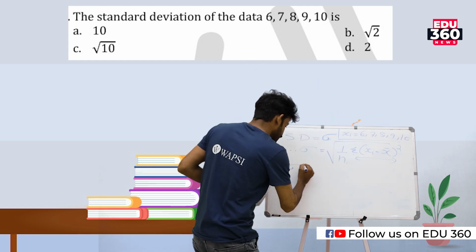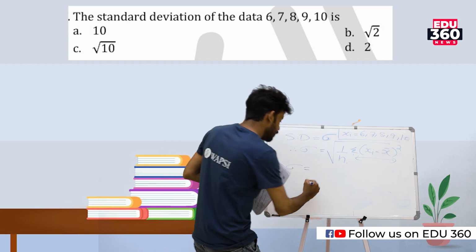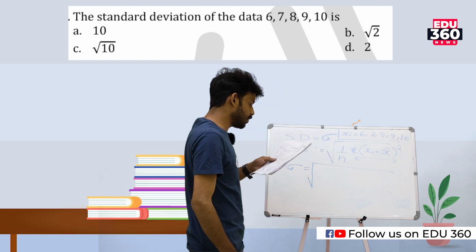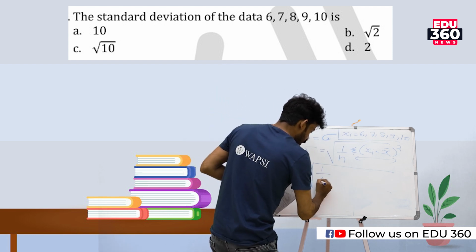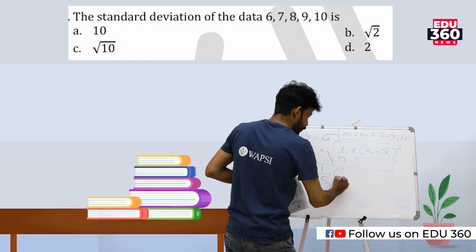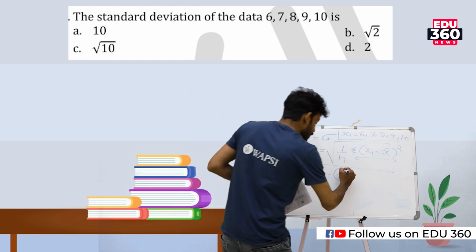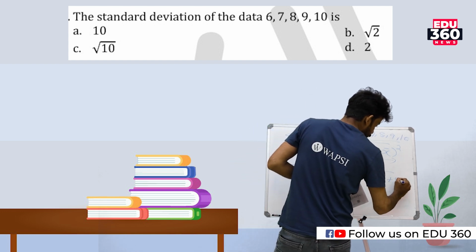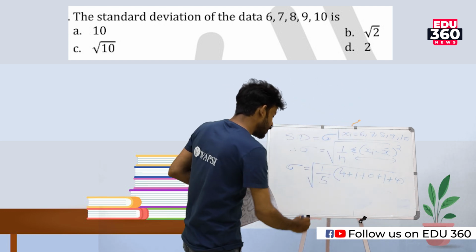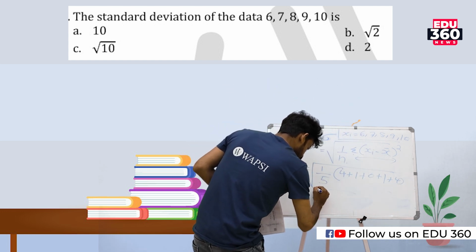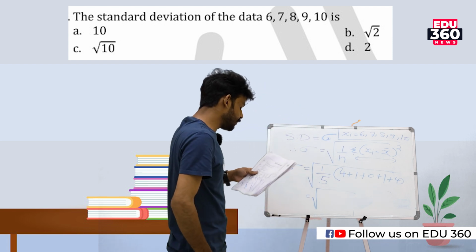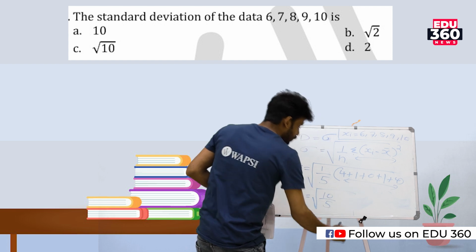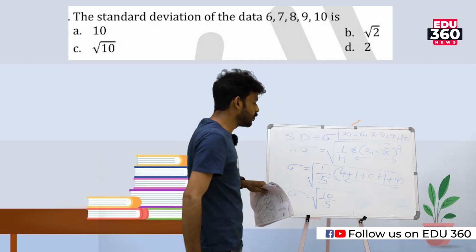So standard deviation is the root of 1 by n, 1 by 5, into the sum, which means 4 plus 1 plus 0 plus 1 plus 4. So that is equal to the square root of, what is the sum of this? The sum of this is equal to 10 by 5. So yes, standard deviation is equal to root of 10 by 5.